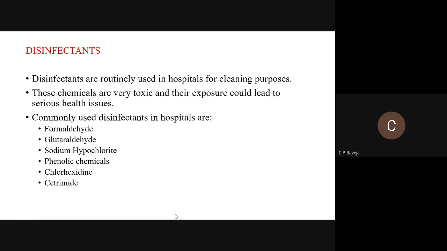Then coming to disinfectants. Disinfectants are routinely used in the hospital for cleaning purposes, even in the OT, even for general dressing, and so many places. On the hands also it is used, and these chemicals are very toxic, and their exposure could lead to serious health issues. Commonly used disinfectants in hospitals are formaldehyde, glutaraldehyde, sodium hypochlorite, phenolic chemicals, chlorhexidine, and cetrimide.